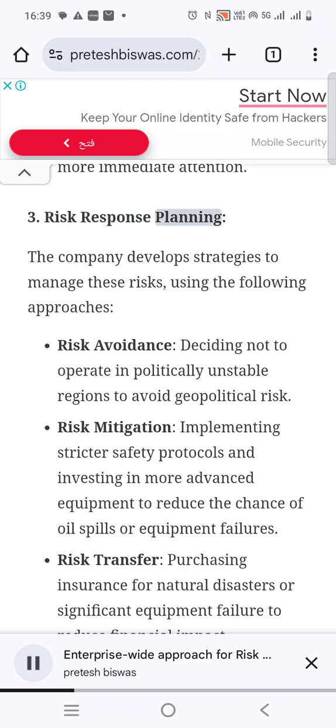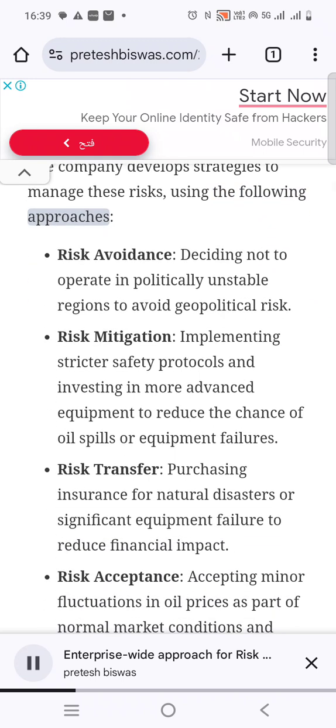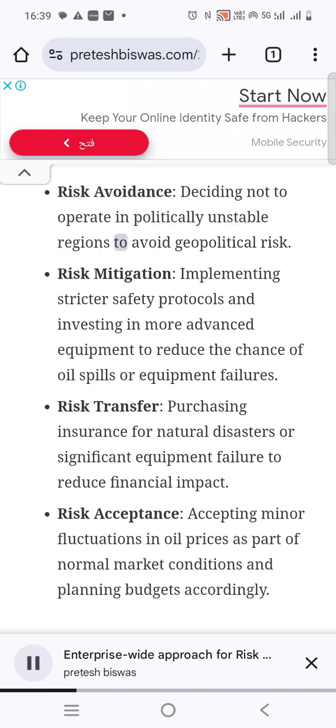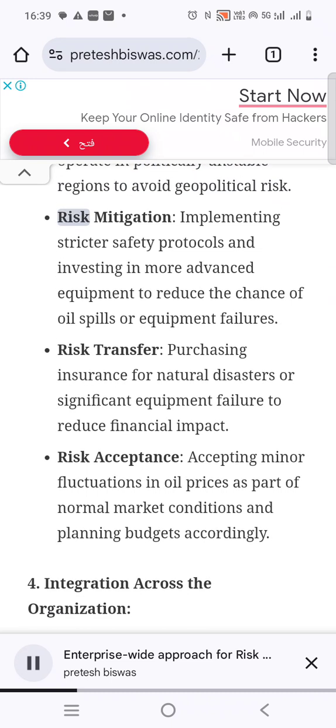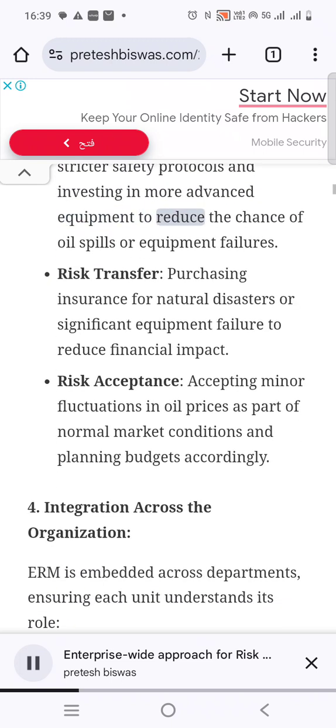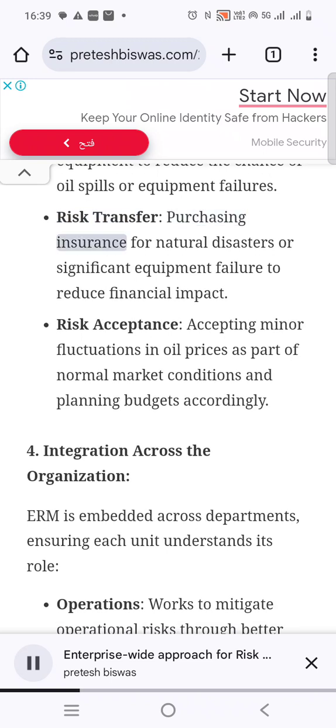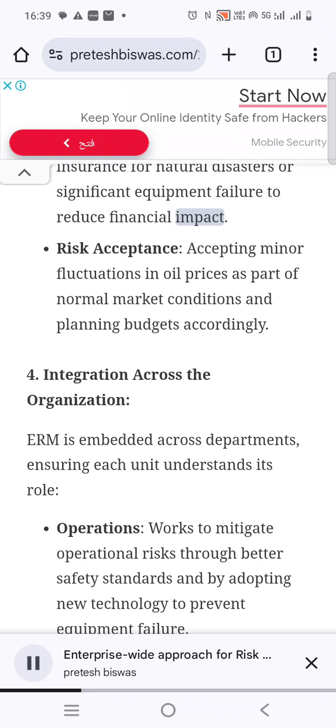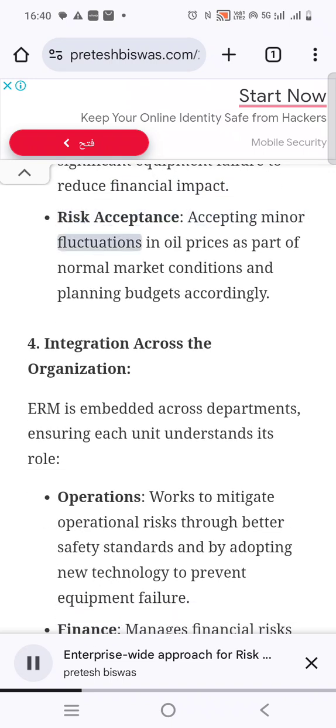3. Risk response planning. The company develops strategies to manage these risks, using the following approaches. Risk avoidance: deciding not to operate in politically unstable regions to avoid geopolitical risk. Risk mitigation: implementing stricter safety protocols and investing in more advanced equipment to reduce the chance of oil spills or equipment failures. Risk transfer: purchasing insurance for natural disasters or significant equipment failure to reduce financial impact. Risk acceptance: accepting minor fluctuations in oil prices as part of normal market conditions and planning budgets accordingly.